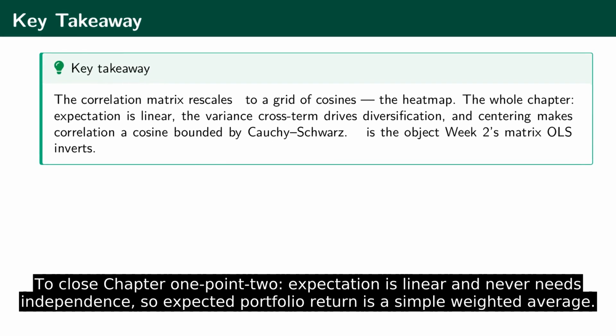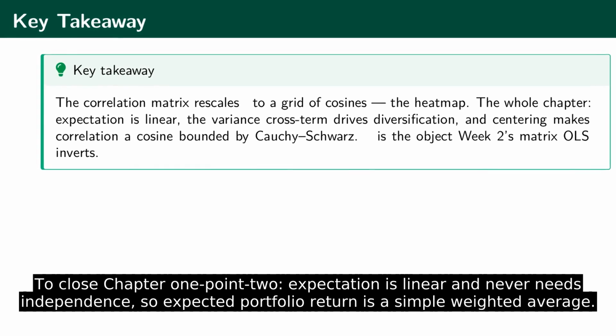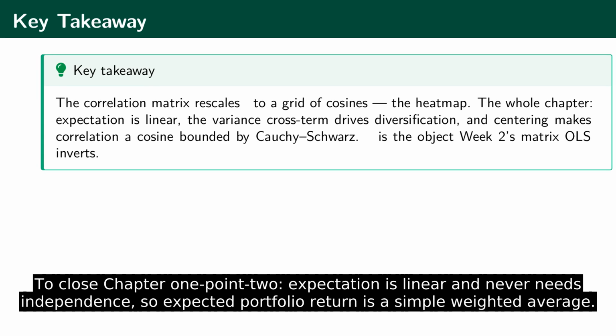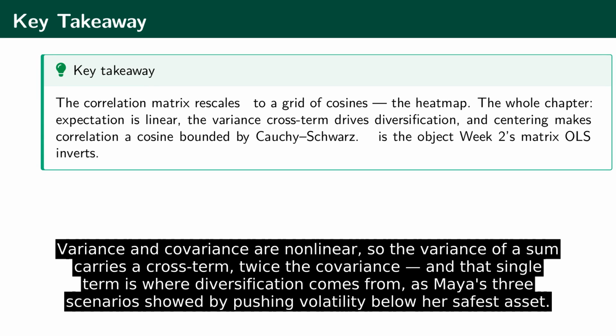To close Chapter 1.2, expectation is linear and never needs independence, so expected portfolio return is a simple weighted average. Variance and covariance are nonlinear, so the variance of a sum carries a cross term, twice the covariance, and that single term is where diversification comes from, as Maya's 3 scenarios showed by pushing volatility below her safest asset.